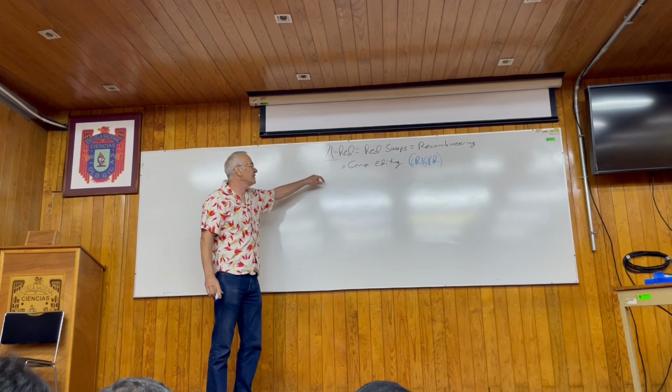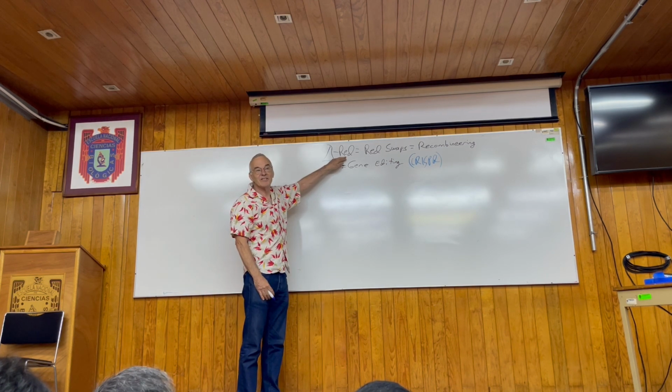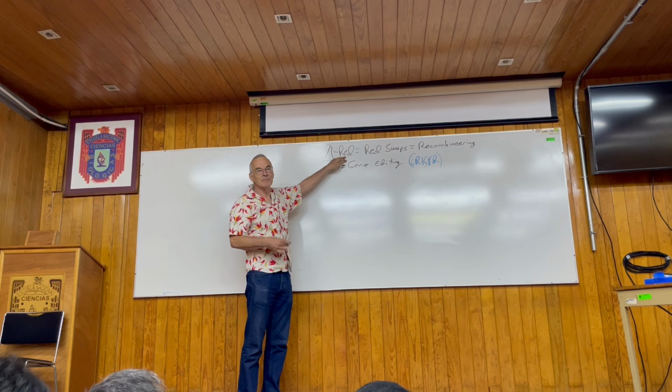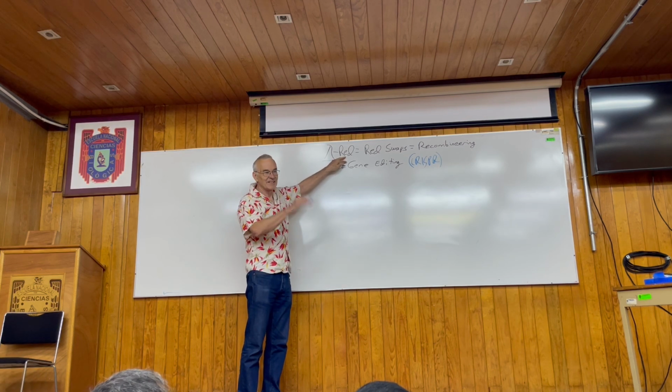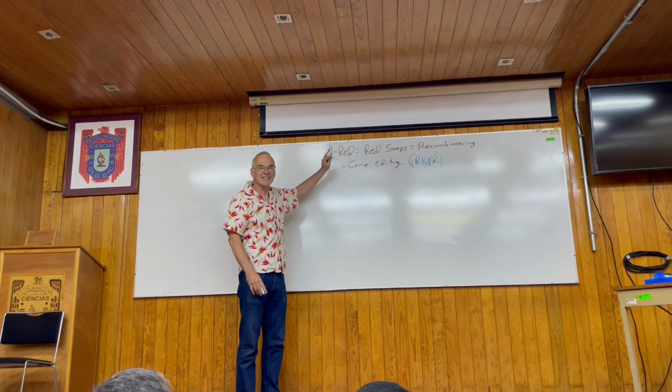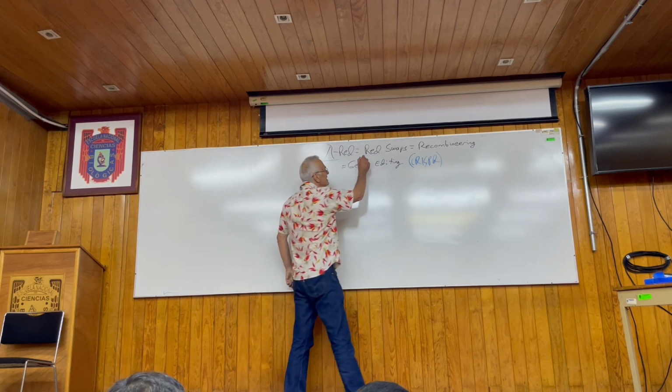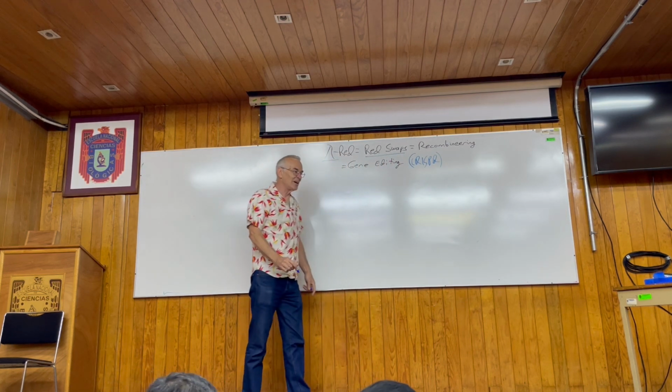P22 has the same thing. The red is just historical. It has to do with the color phenotype on MacConkey lactose plates. And it's nothing to do with anything else. It's just a historical name. Stanley likes to call these things red swaps.